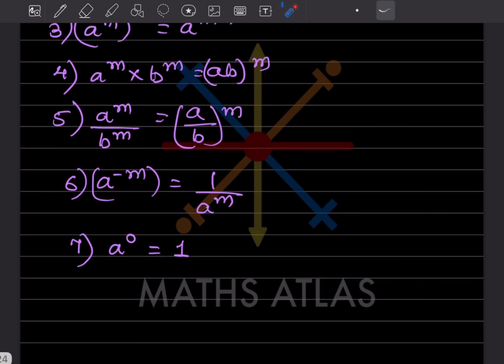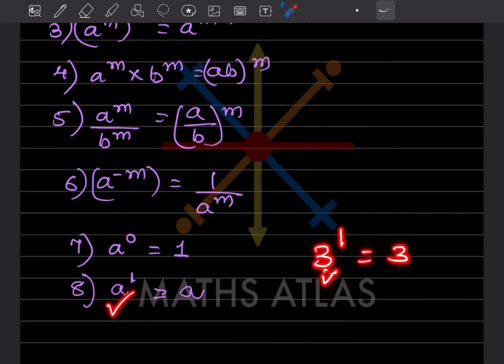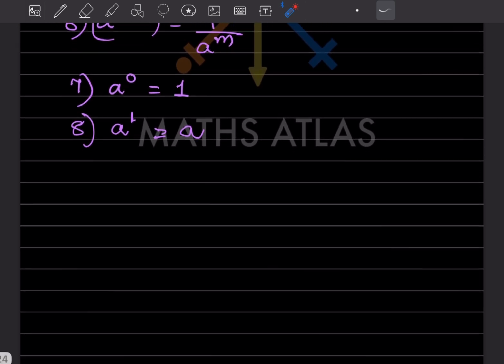Now here this is also one of the important ones. A raised to 0 is 1. Even if you are writing 100 in place of a, 100 raised to 0 is also going to be 1. Any number raised to 0 is always going to be 1. And there is one more law we can write here. A raised to 1 is going to be a. If it is 3 raised to 1, that is going to be 3. So for any number here, it's going to be the same. So these are the laws you have to remember.